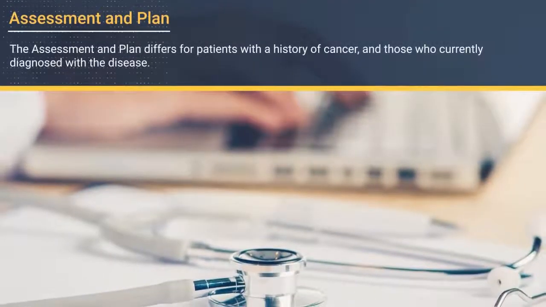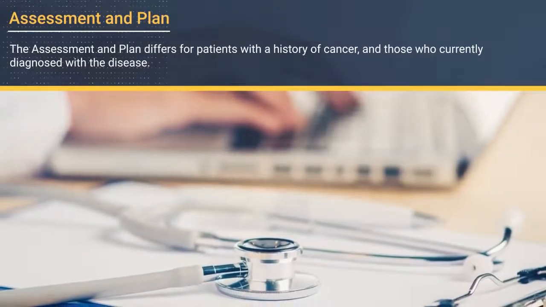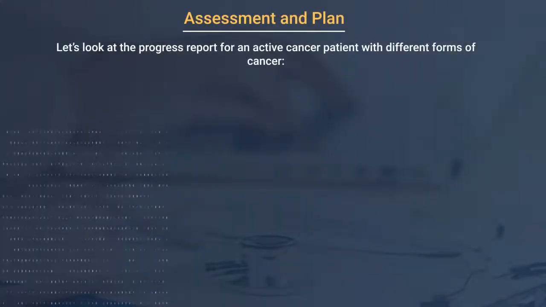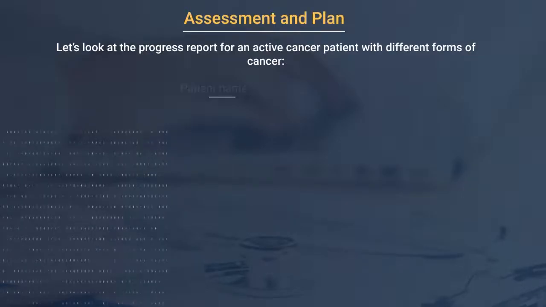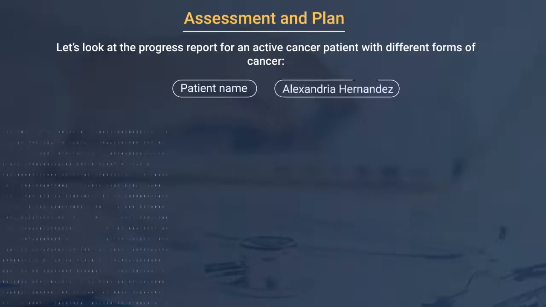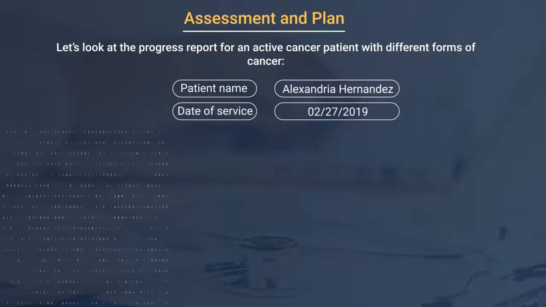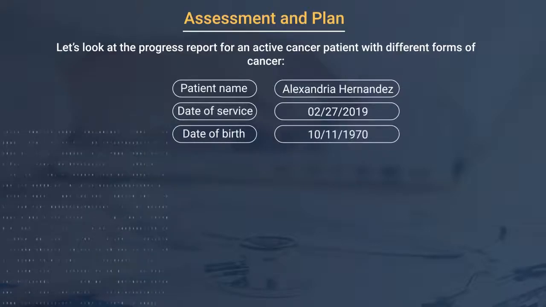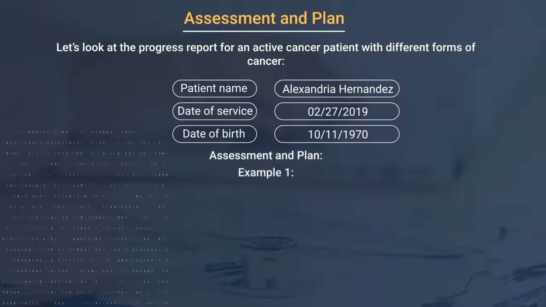The assessment and plan differs for patients with a history of cancer, and those who are currently diagnosed with the disease. Let's look at the progress report for an active cancer patient with different forms of cancer. Example 1. Patient name, Alexandria Hernandez. Date of service, February 27, 2019. Date of birth, October 11, 1970. Assessment and plan. Example 1.